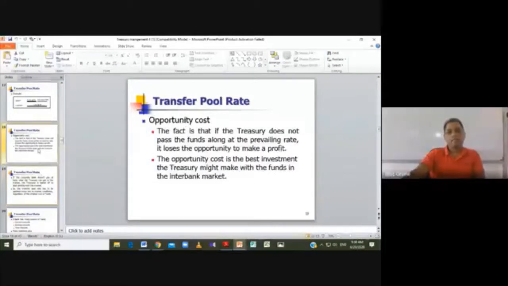Okay. So basically, opportunity cost. The fact that if the treasury does not pass the funds along at the prevailing rate, it loses the opportunity to make a profit. The opportunity cost is the best investment the treasury might make with the funds in the interbank market. Like I said earlier, the treasury can decide, look, I want to hold on to this and not lend it to clients. I want to buy a treasury bill. If I'm lending to a corporate at 15% and I can buy a treasury bill at 15%, which is a better investment? Same tenor, which is the better investment?